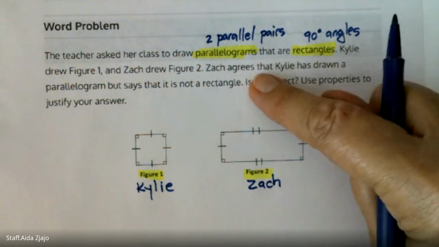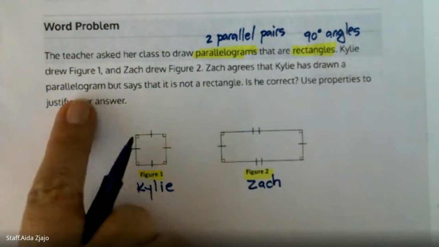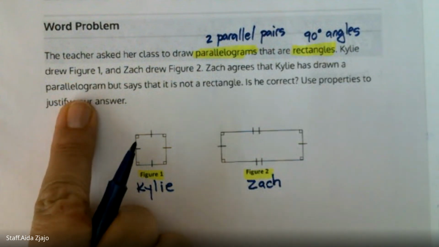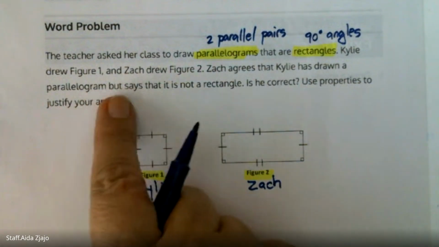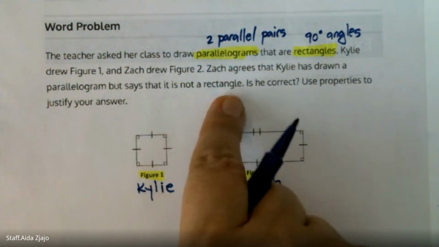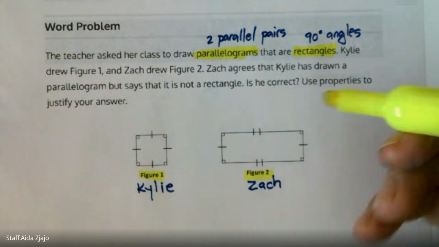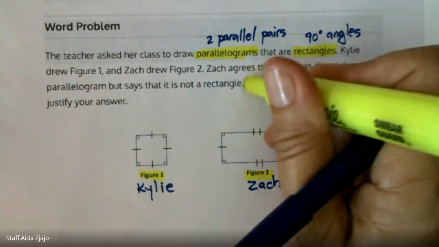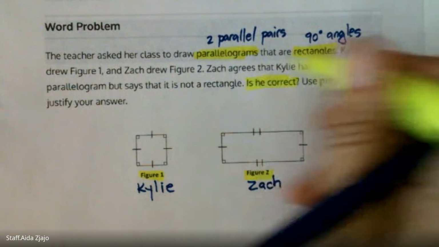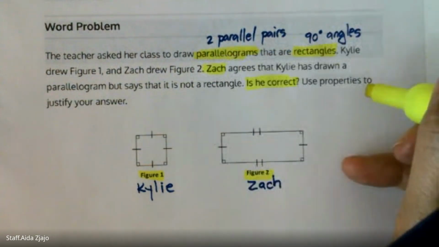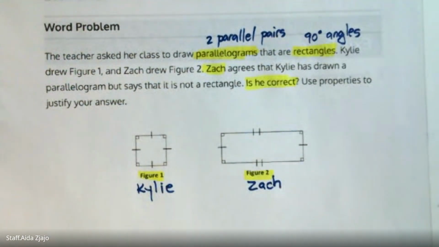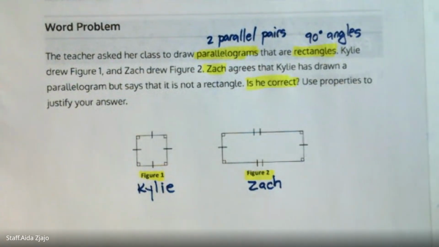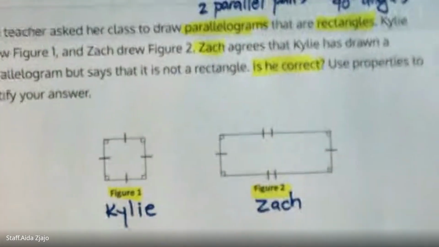Zach agrees that Kylie has drawn a parallelogram. So he said she has a parallelogram, but says that it's not a rectangle. So is he correct? Is Zach correct? Use properties to justify your answer. So I want to go over these little parts.